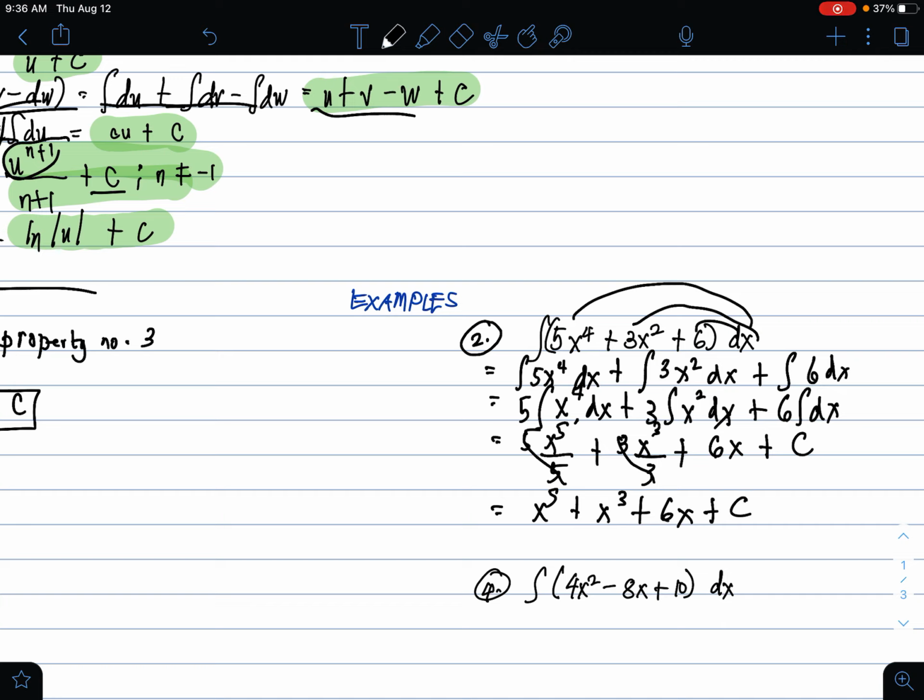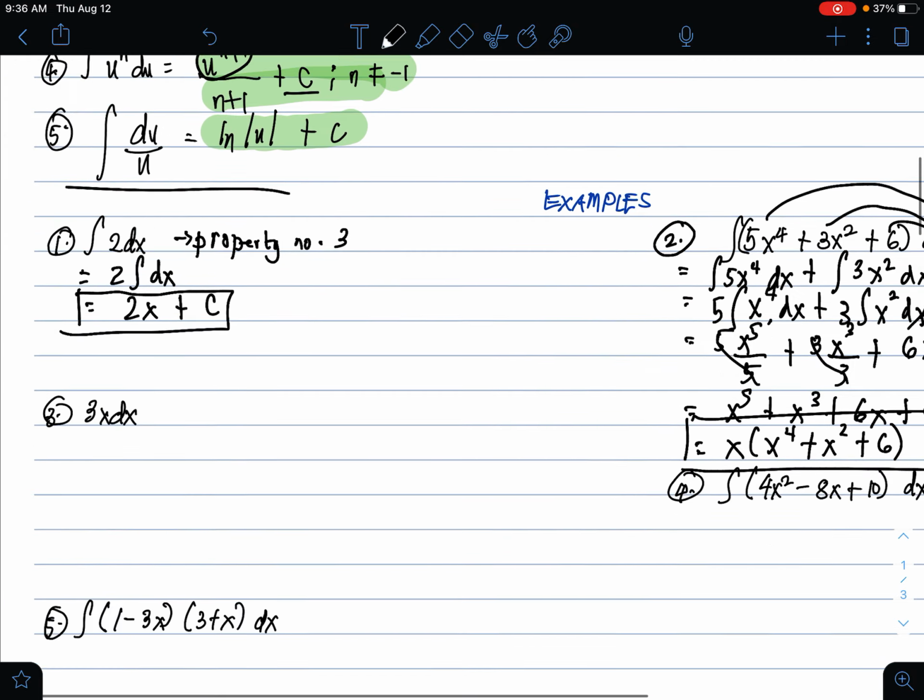Or, if you want to simplify that one, that's simply x times x⁴ plus x² plus 6, plus c. So, yeah, both answers should be fine.